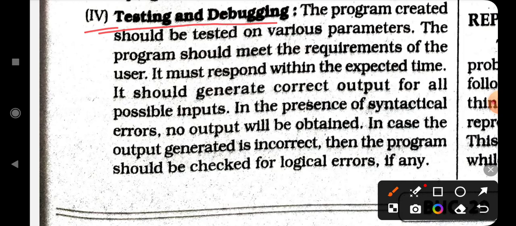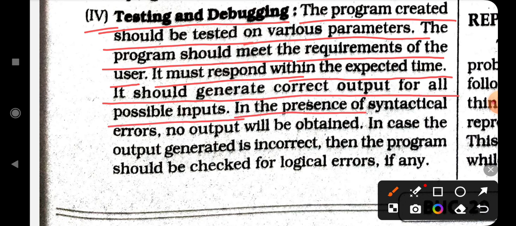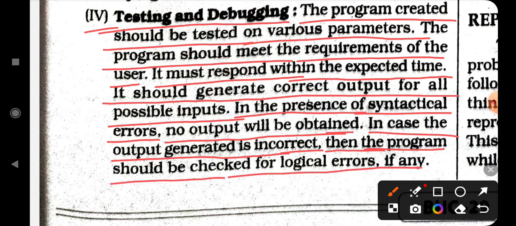Fourth, testing and debugging. The program created should be tested on various parameters. The program should meet the requirements of the user. It must respond within the expected time. It should generate correct output for all possible inputs. In the presence of a syntactical error, no output will be obtained. In case the output generated is incorrect, then the program should be checked for logical errors, if any.